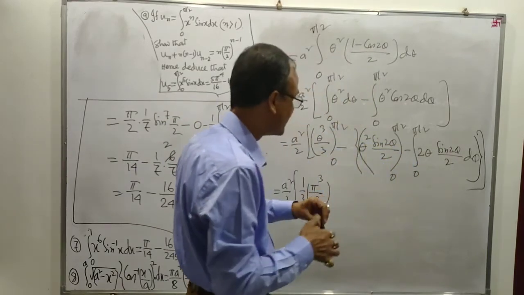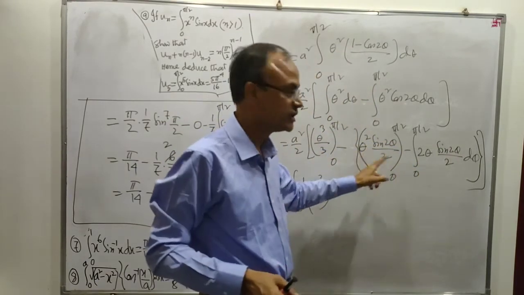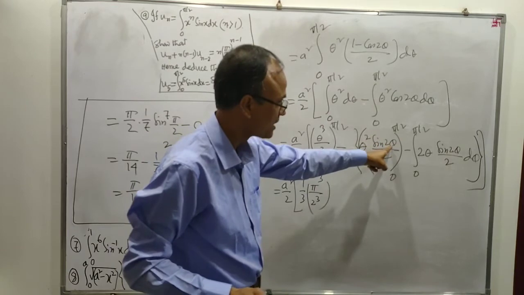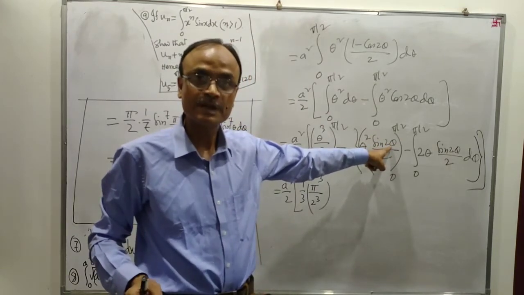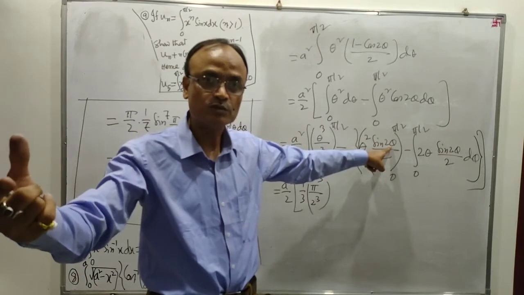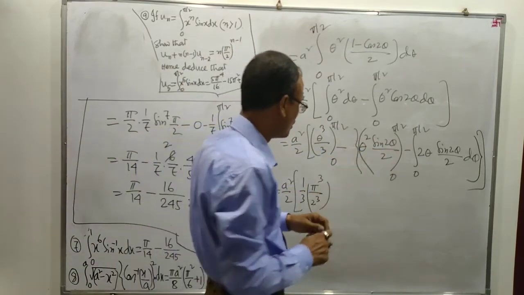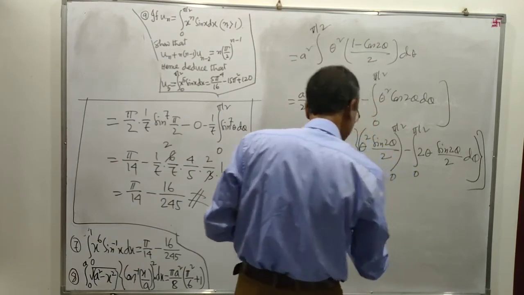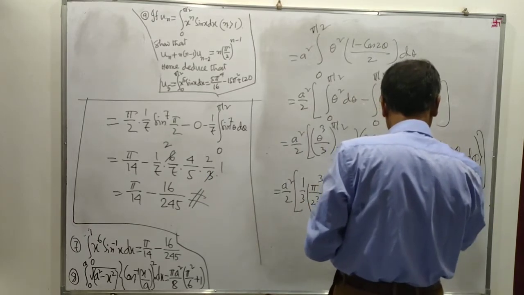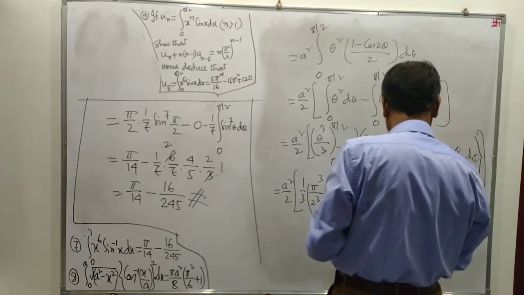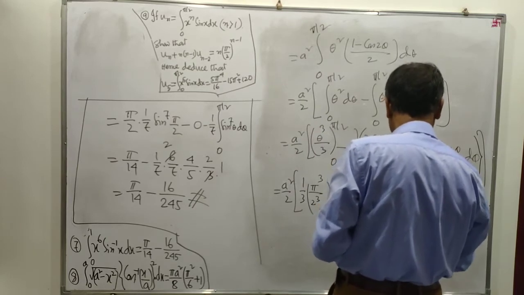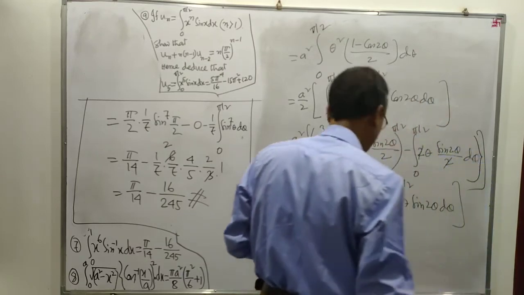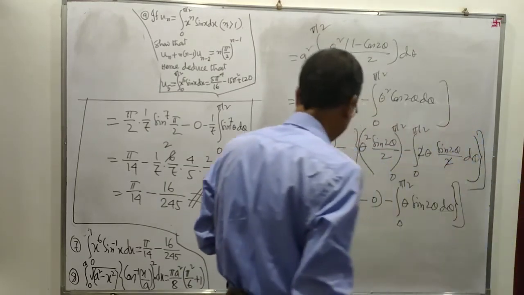Minus, you see here, if you put theta equal to 0, sin 0 is equal to 0. If you put pi by 2, 2 times pi by 2, sin 2 times pi by 2 means sin pi, is equal to 0. No contribution from this, 0 minus 0. Minus 2 will be cancelled. Integration 0 to pi by 2, theta sin 2 theta d theta.